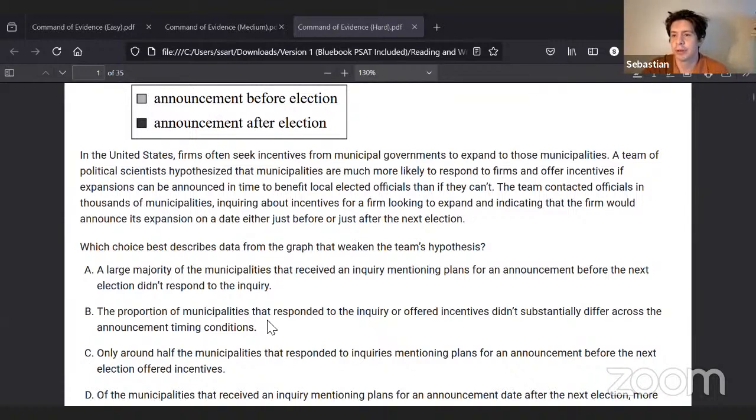So I think part of the challenge on this one is just keeping track of the team's hypothesis, keeping track of what's happening in the chart, and then also keeping track of the fact they're asking for it to be weakened, not strengthened, right? So that will be B as in boy. All right. Now we'll go to another one.